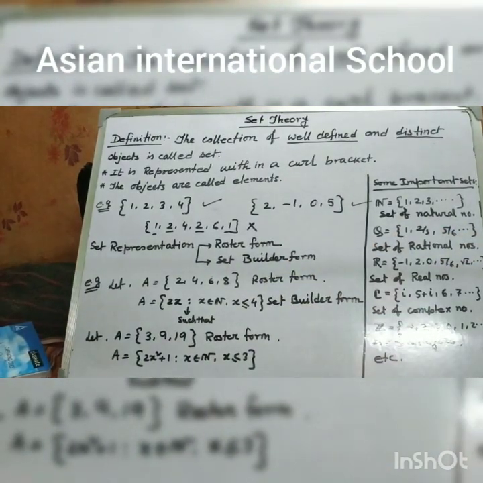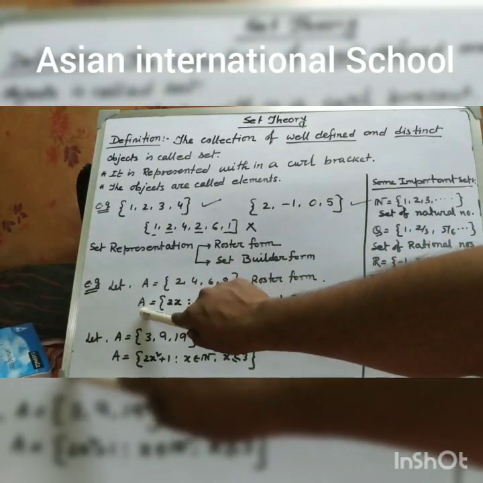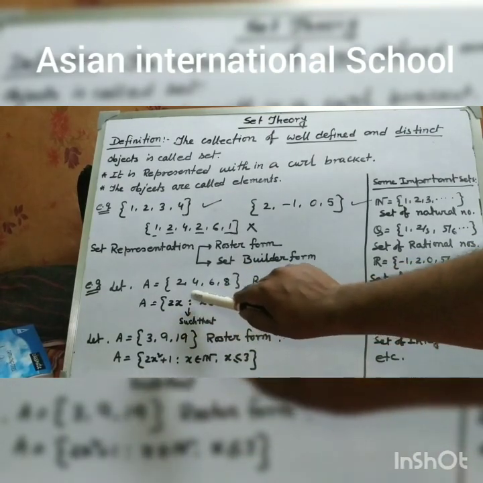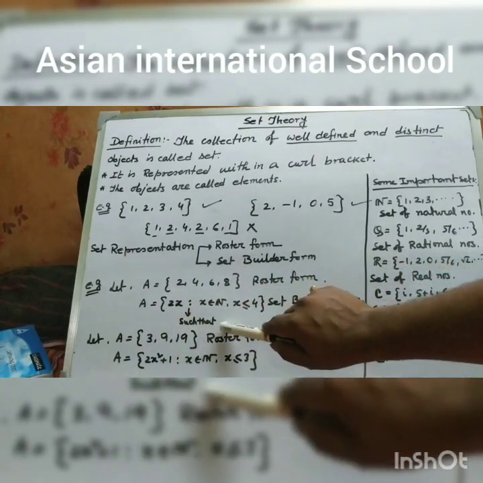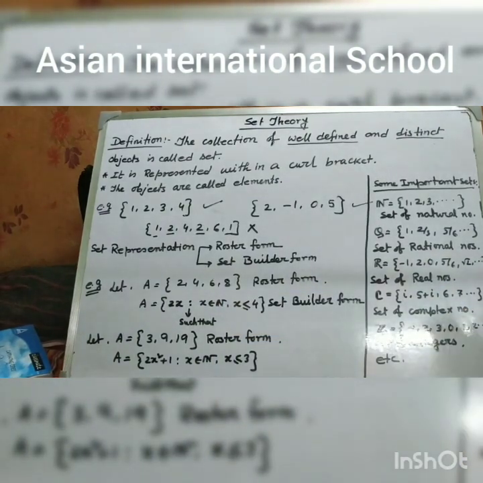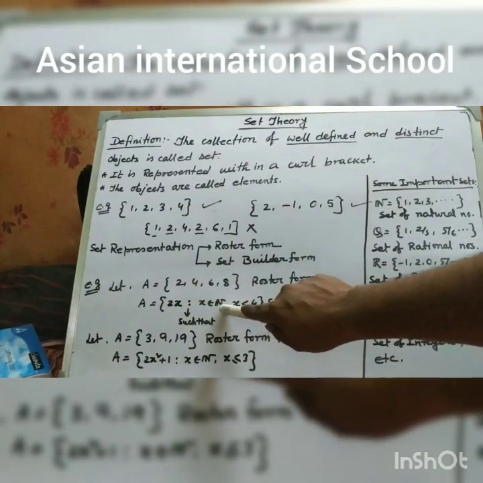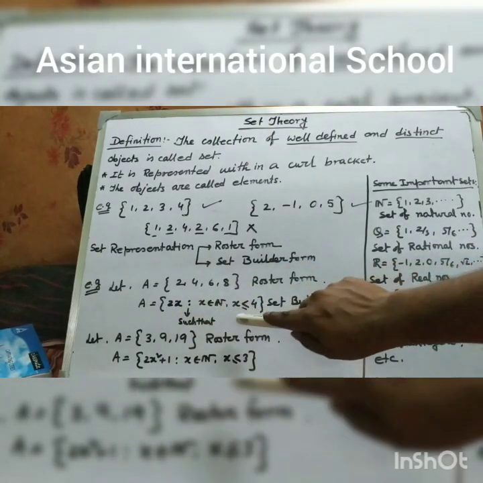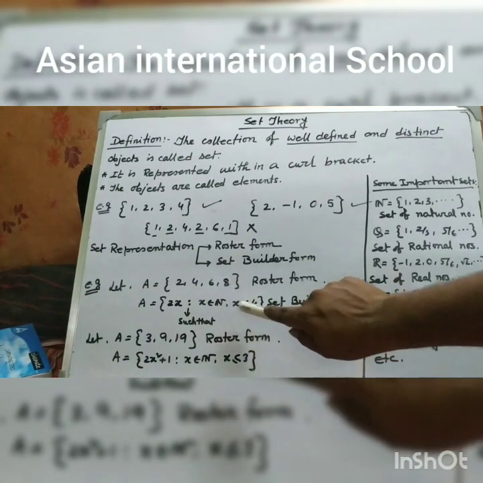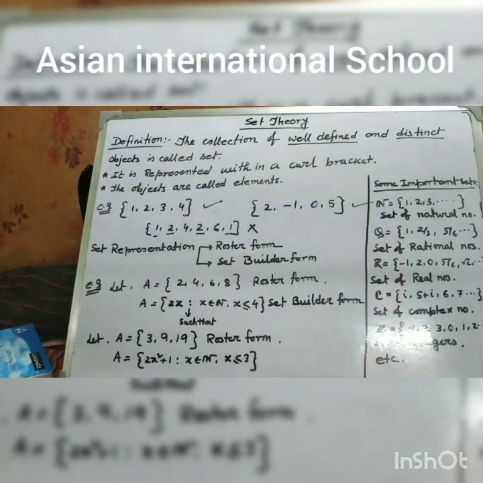We want to write it in the set builder form. How will we write? It is A equals to 2x. The colon symbol here is called the such that. The symbol represents the keyword, that is, such that. 2x such that x belongs to natural number and x less than equals to 4. X less than equals to 4, natural numbers are 1, 2, 3, 4.